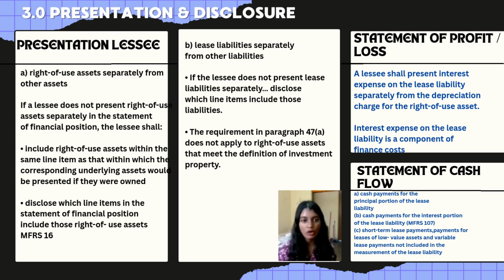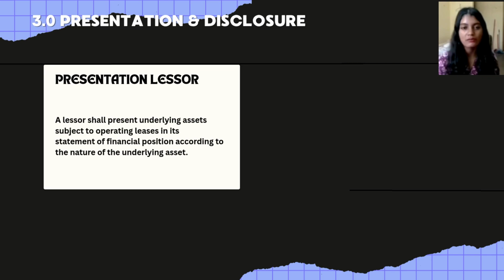In the statement of profit or loss, a lessee must show the interest expense on lease liability separately from the depreciation charge on the right of use asset. The interest expense is recorded under finance cost. In the statement of cash flows, the lessee must show three things. Firstly, cash payment for the principal portion of the lease liability. Secondly, cash payment for the interest portion of the lease liability. Thirdly, payments for short-term leases, low-value assets, and variable lease payments.